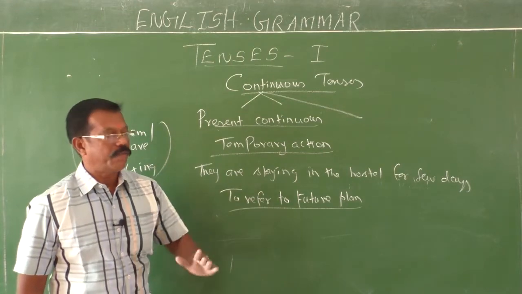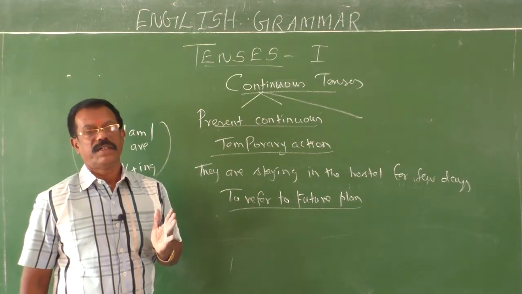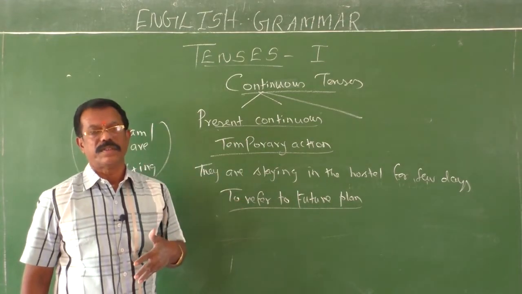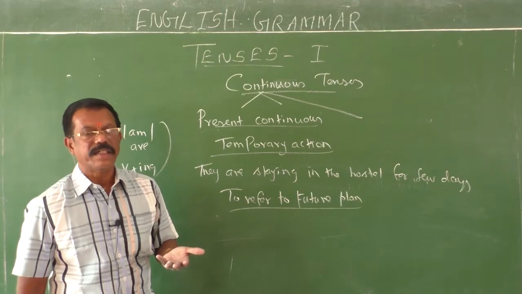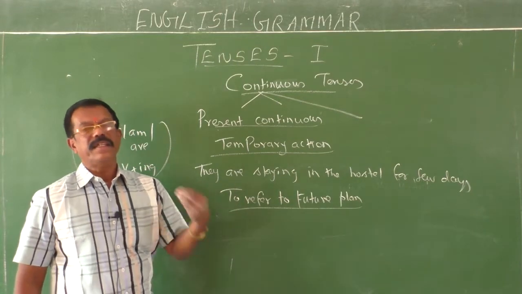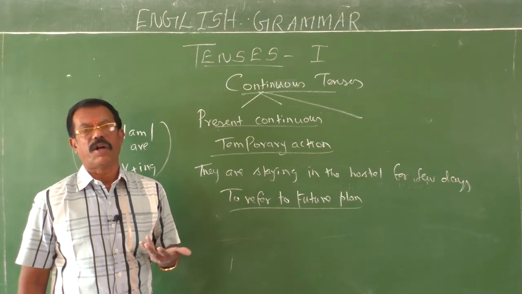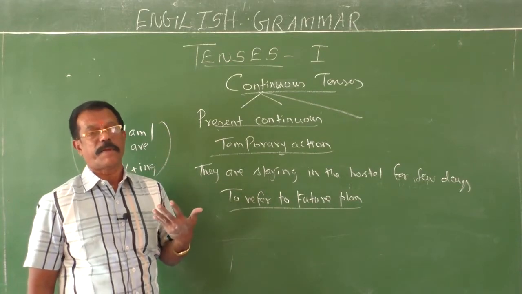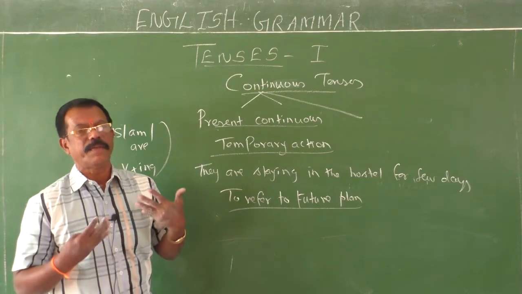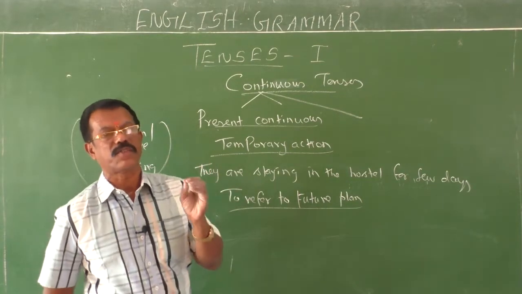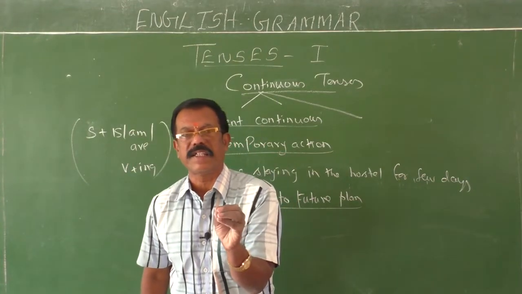At present, I am working in this school. At present, he is living in that house. At present, he is collecting stamps to make an album. Now he is collecting stamps for preparing an album. Now he is collecting pictures to make an album. In this way, we can use this present continuous tense to refer to an action that is happening at the moment.